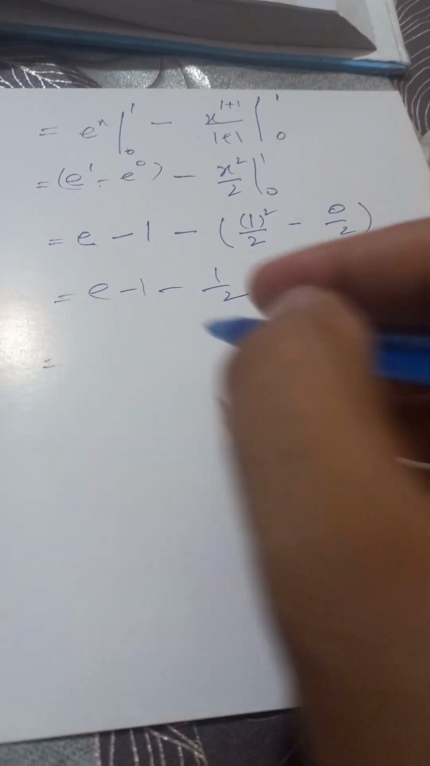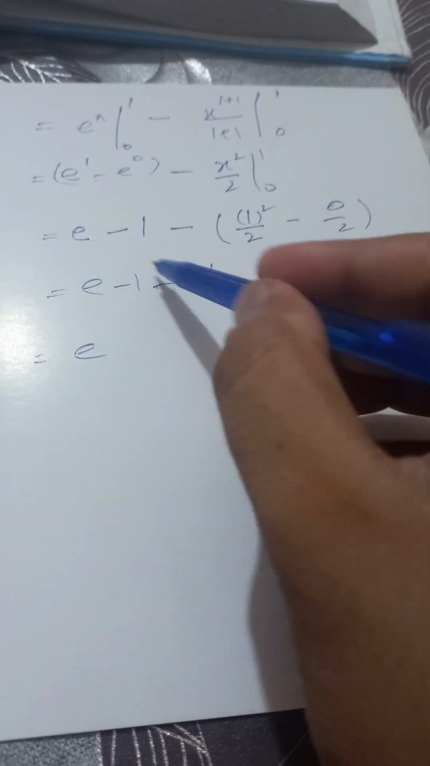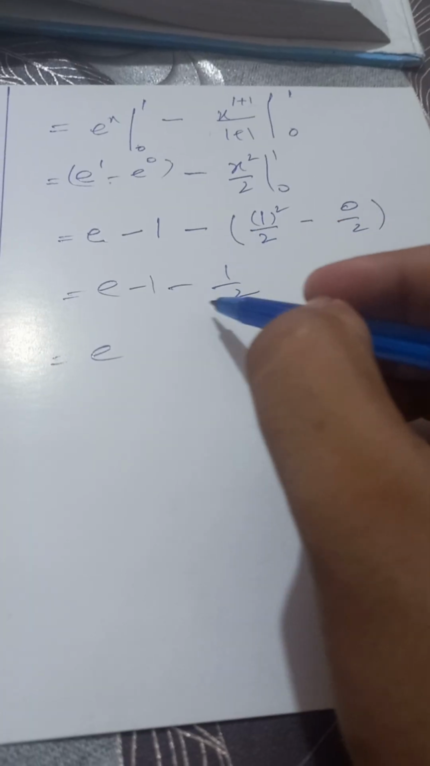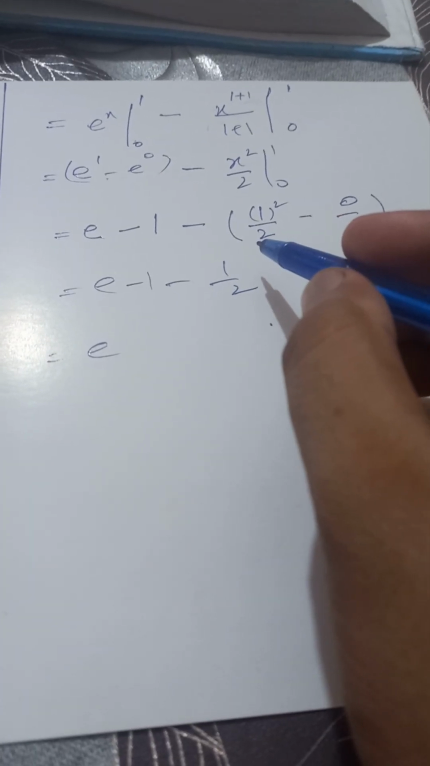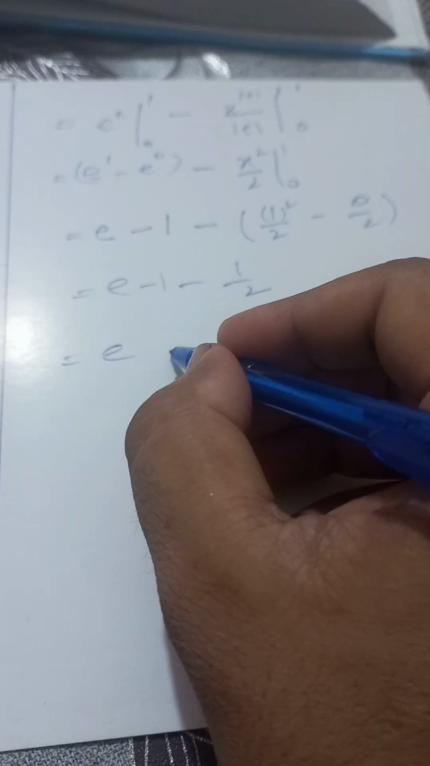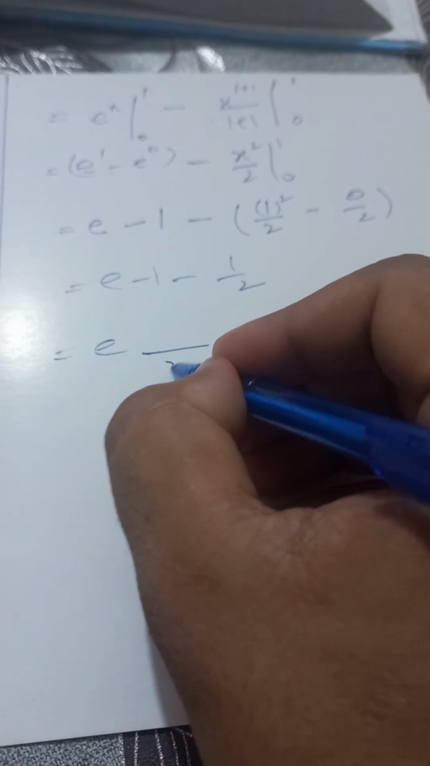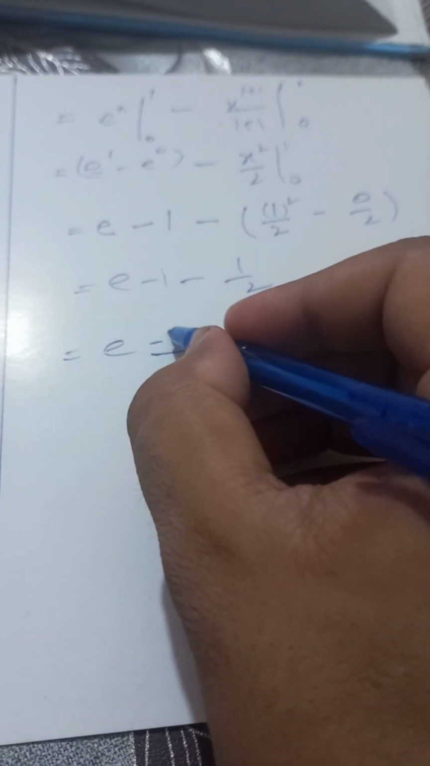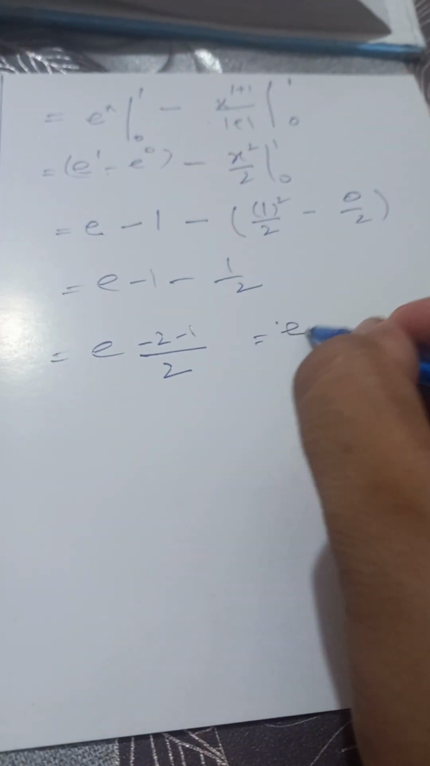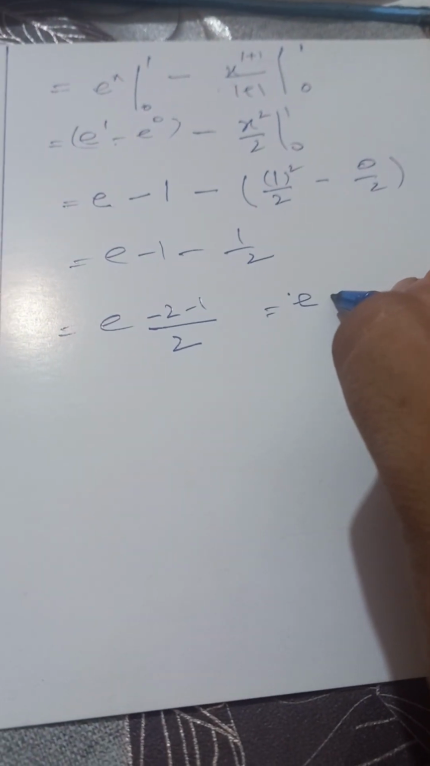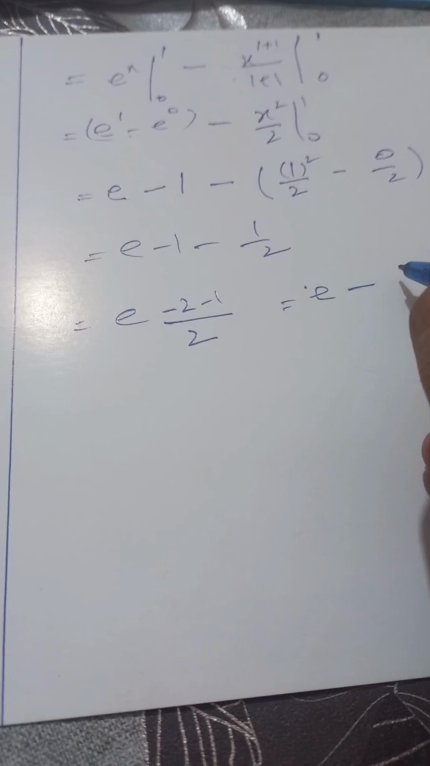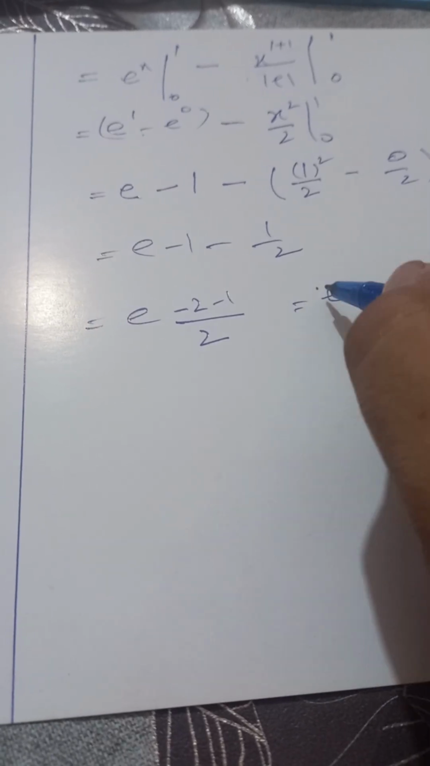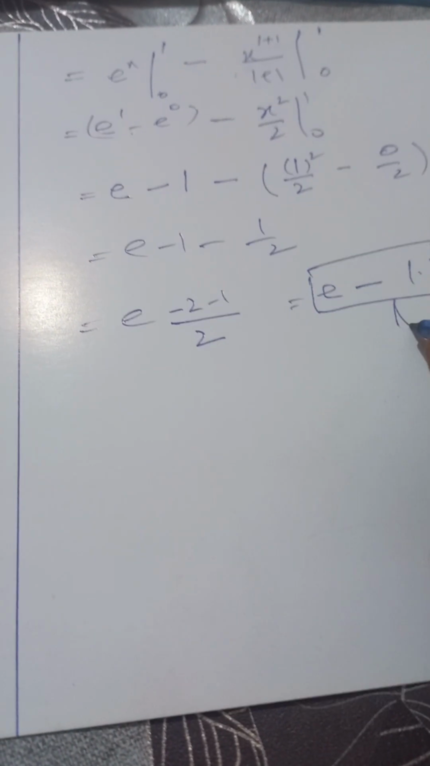And now if we see minus 1 and minus 1 by 2, this is equal to e raised to power minus 3 by 2, minus 1.5. This is our area.